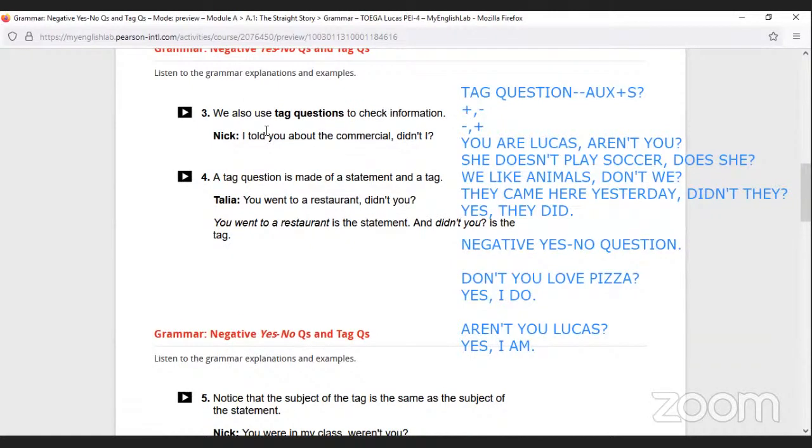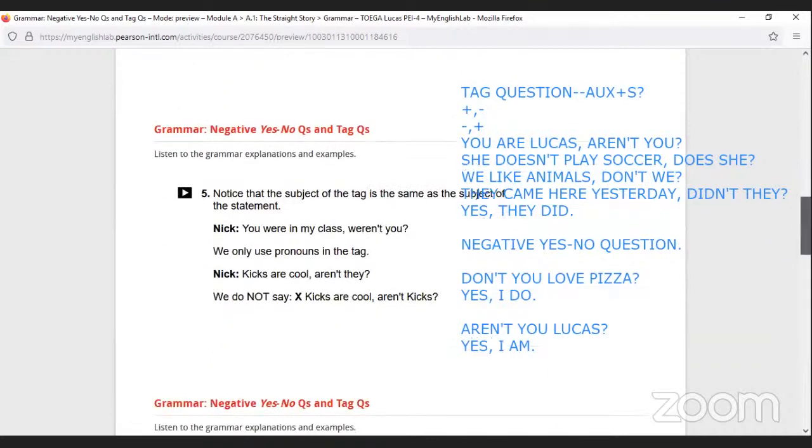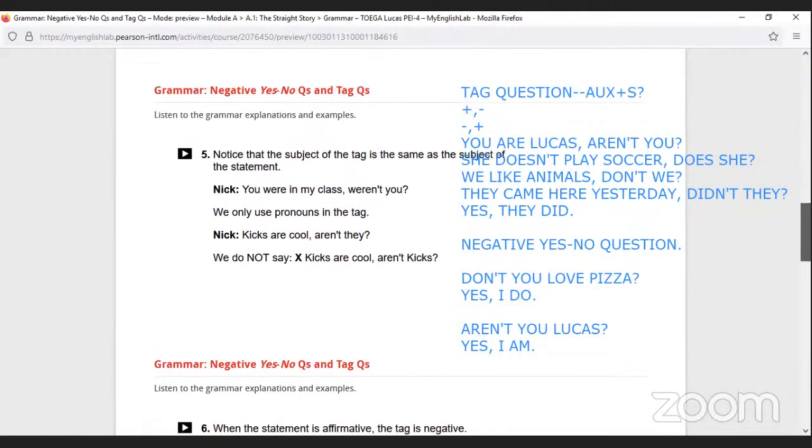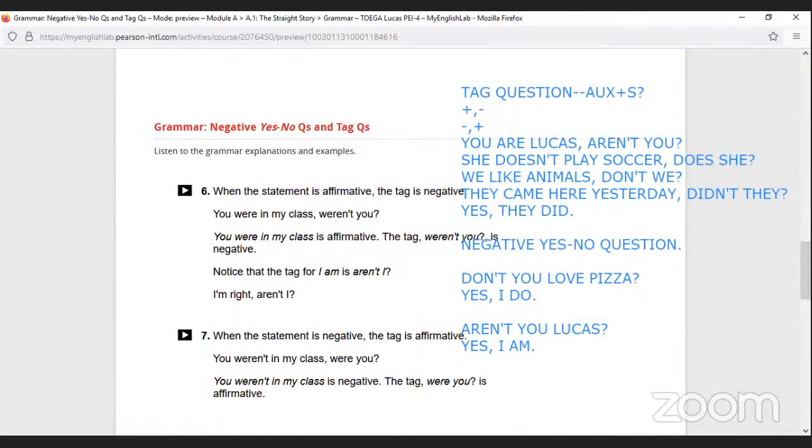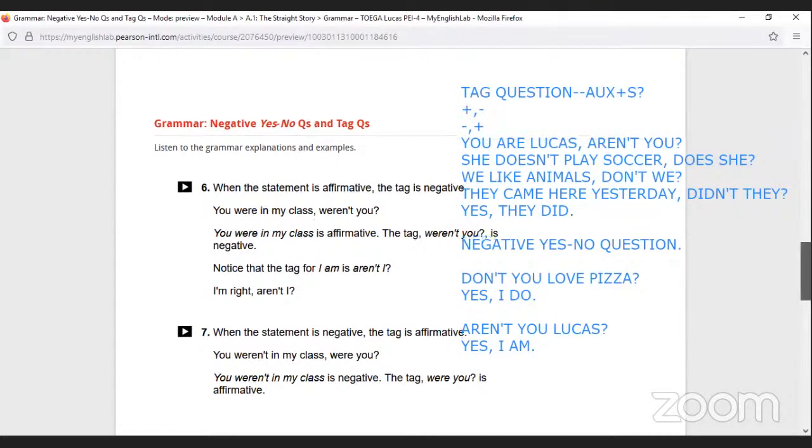In affirmative statements, we can see the auxiliary, but we have to identify it depending on the verb. If my verb is in past, my auxiliary is in past. Here we have the verb to be in past. You were in my class. My auxiliary is were. Here it is positive, here it is going to be negative: weren't you? Those are the things that we're going to do now in the platform. I already have the book. Let me open the book, please.